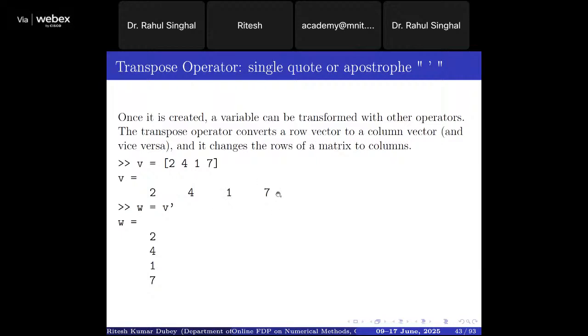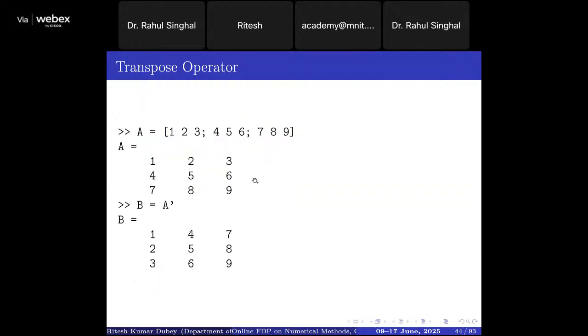This is the transpose. So once you have created the vector or matrix, you can do certain operations on that. For example, in this case, we have defined the row vector 2 7 1 4, and you can find out its transpose by using the single quote or apostrophe. So your V is your row vector, and then W is going to be a column vector. Similarly, you have a matrix defined like 1 2 3 and 4 5 6, very simple matrix. If you want to take the transpose of the matrix, you simply write B equal to A apostrophe, the transpose.